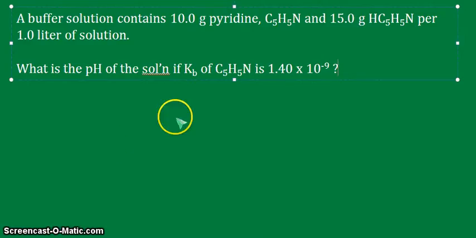So to start in solving this problem, we have to look at the given. We're only given the amount of our species in our solution. That is 10 grams of pyridine and 15.0 grams of its conjugate acid, and the Kb of the pyridine. So we have to take note that the grams should be converted into moles. Then the number of moles should then be used to calculate for the molarity, which will then be the concentration of our species in the solution. So let's start with that.